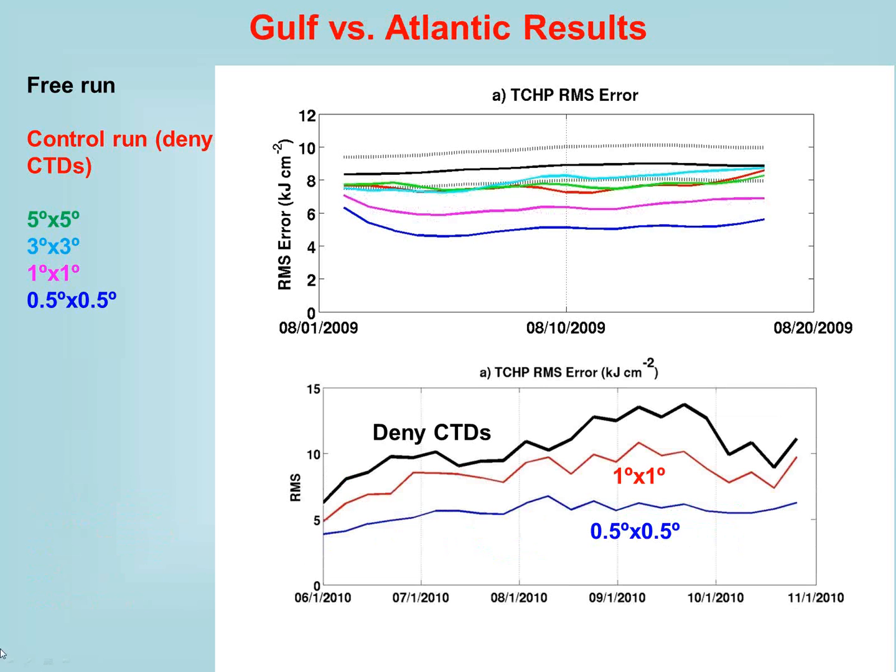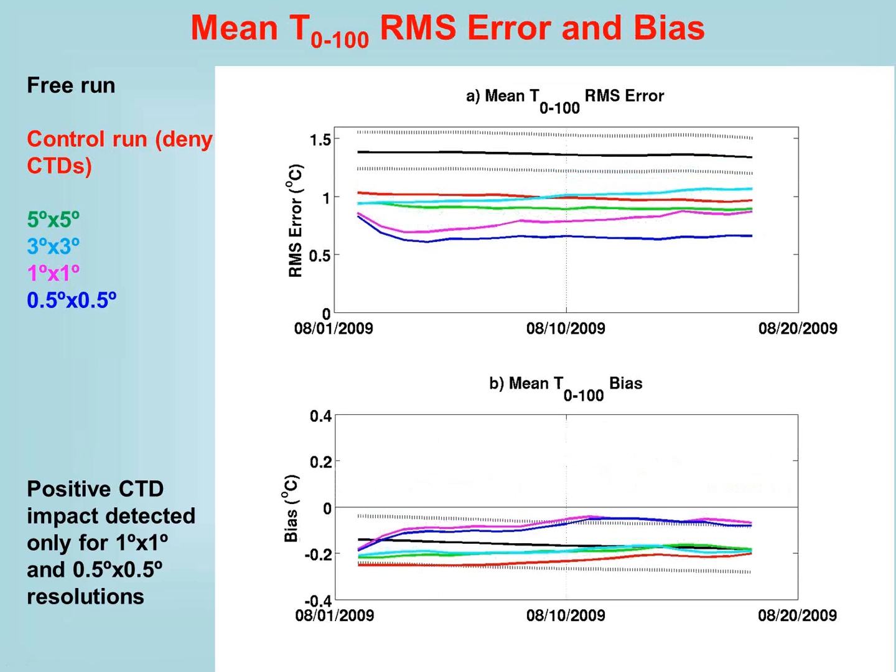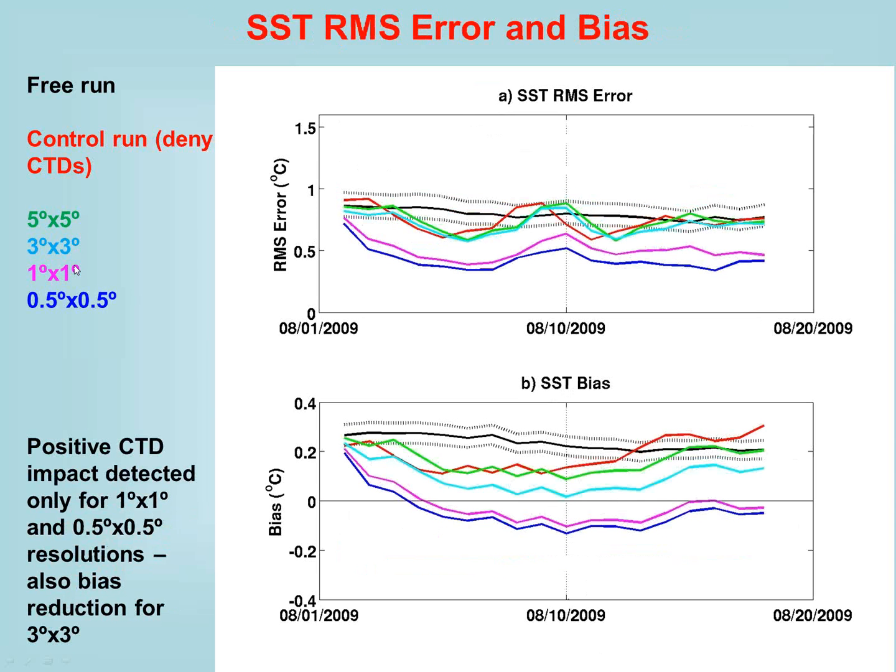And as you can see, this is Gulf of Mexico results directly compared for TCHP to the open Atlantic results, and qualitatively consistent results. And then very quickly, I'll just look at the results for 3 or 4 other variables. Again, it's the 1 degree, 0.5 degree results for mean temperature over the upper 100 meters. You see some improvement in mean bias in this case too for the higher resolution experiments. And basically similar results for sea surface temperature.